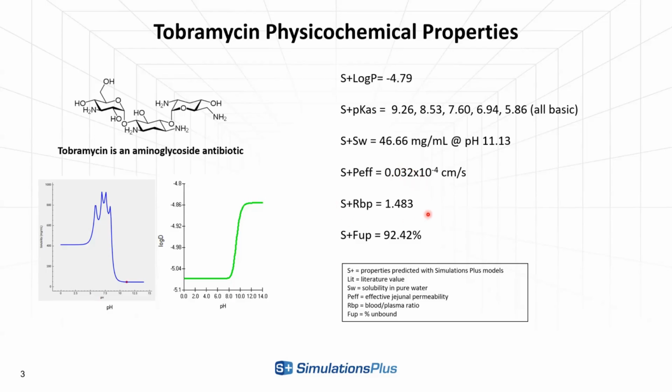The ratio of blood to plasma is predicted to be around 1.5 and fraction unbound in plasma is around 92.5. All these properties are in silico properties, so they were predicted by ADMET predictor version 11. And we will just use these properties for this exercise.